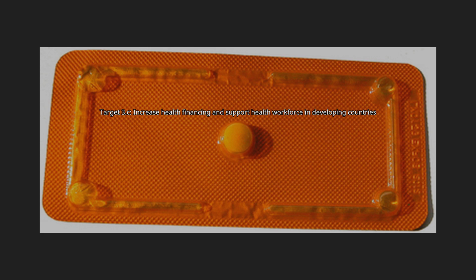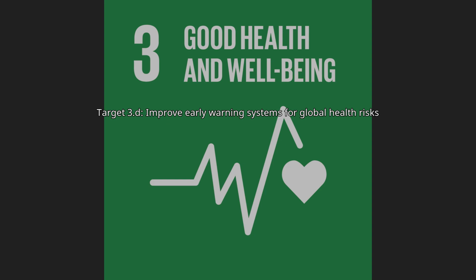Target 3C. Increase health financing and support health workforce in developing countries. Target 3D. Improve early warning systems for global health risks. The full text of Target 3D is: strengthen the capacity of all countries, in particular developing countries, for early warning, risk reduction and management of national and global health risks.